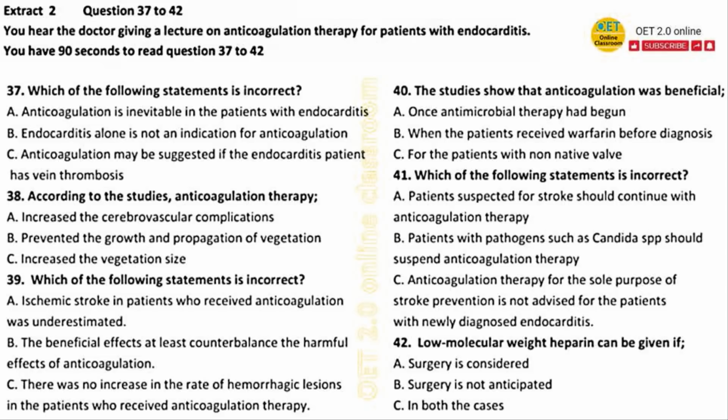Hello, doctor. Can the patients with endocarditis be safely anticoagulated? Managing anticoagulation in patients with endocarditis needs a personalized approach, using a careful risk-benefit evaluation on a case-by-case basis. There is a lack of high-quality evidence. Therefore, the recommendations also vary according to the clinical condition.